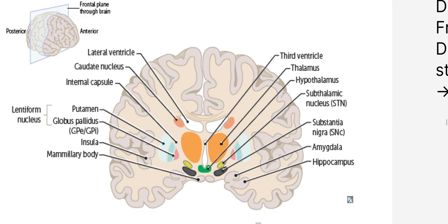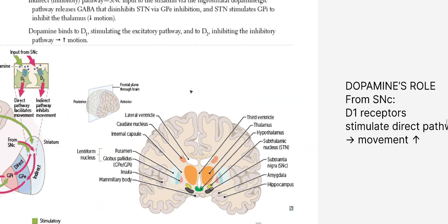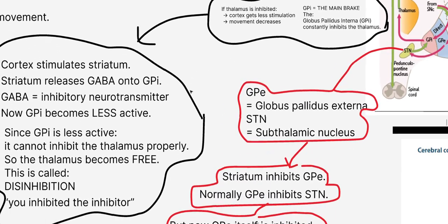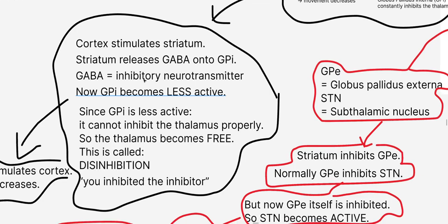So first and foremost, the motor cortex. Let's look at it, there are two pathways. There's a black pathway and there's a red pathway. Let's first look at the black pathway. First and foremost, the cortex stimulates. Now, this is the direct pathway. The direct pathway is when you're facilitating movement. Now, the cortex stimulates striatum. The motor cortex stimulates striatum.